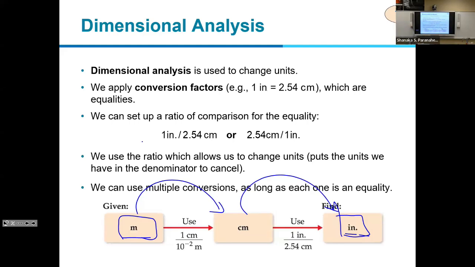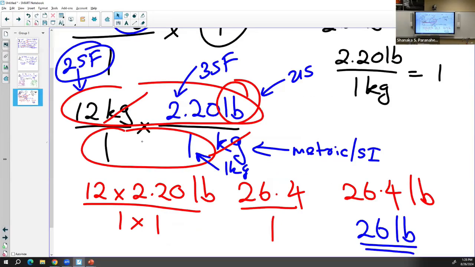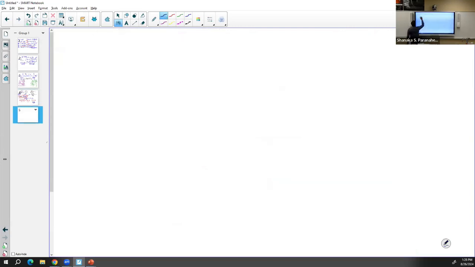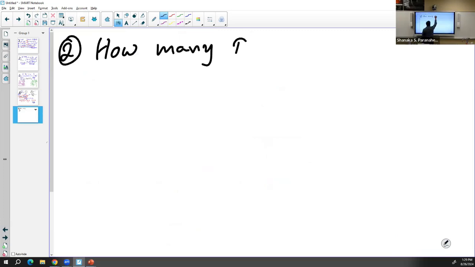Okay, so let's do one from this conversion. This is your second example. How many inches are in, let's say, 15 meters?